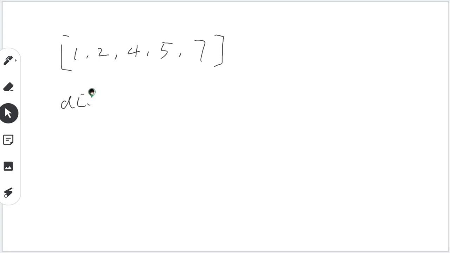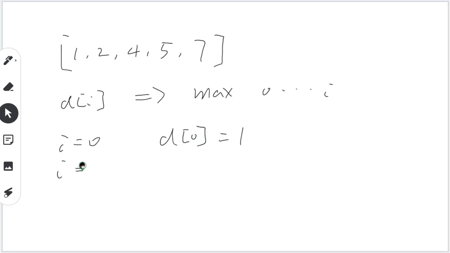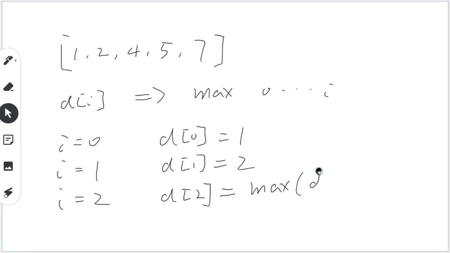Let's say you use d[i] to represent the maximum amount of money you can rob from index 0 to index i. So when i is 0, d[0] equals h[0]. When i is 1, d[1] is equal to 2 in this case, because you can either rob the first house or the second house, and the second house has more money. And when i is 2, when we add the third house, d[2] is actually equal to the maximum of d[0] plus 4, or d[1].